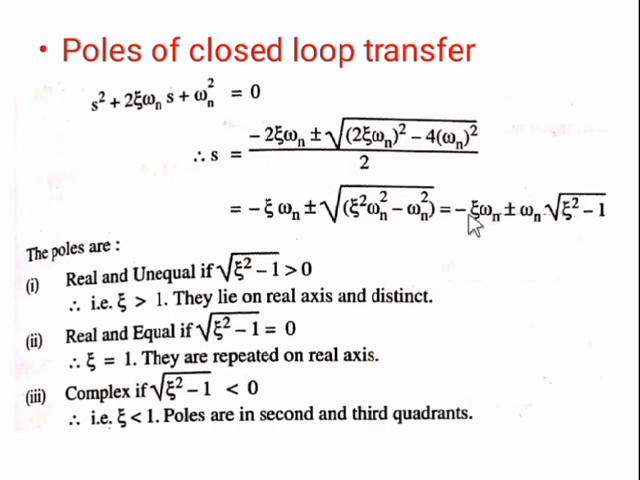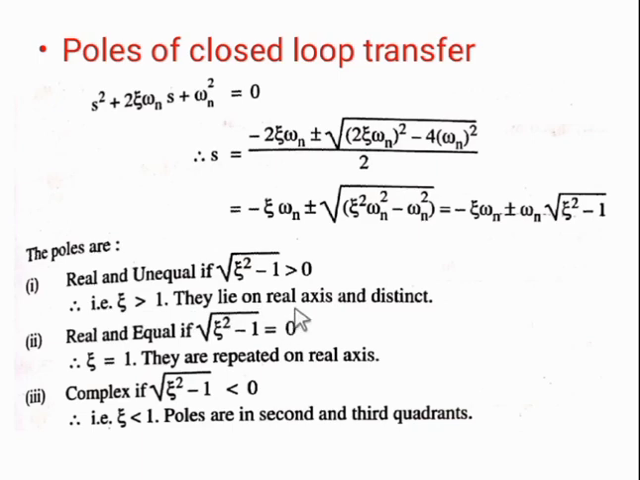One is minus zeta omega n plus omega n under root zeta square minus 1, and the second root is minus zeta omega n minus omega n under root zeta square minus 1. So the poles are real and unequal if the value under root zeta square minus 1 is greater than 0. That means zeta is greater than 1. So they lie on the real axis. So these are real and unequal poles.